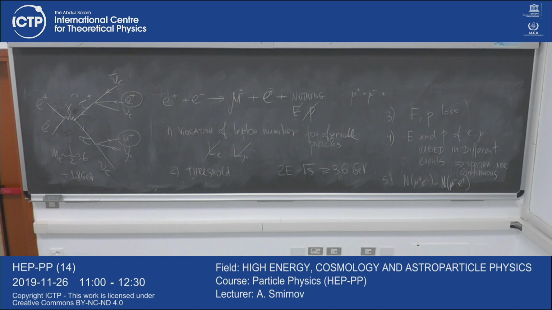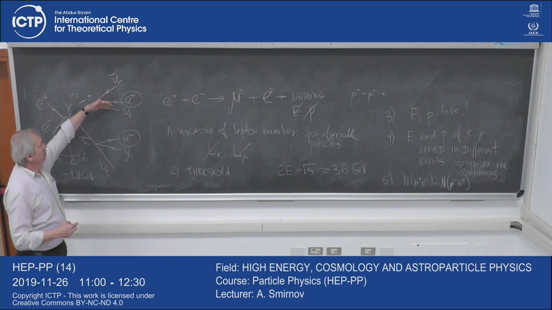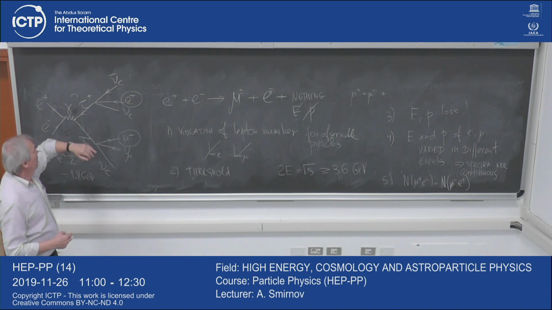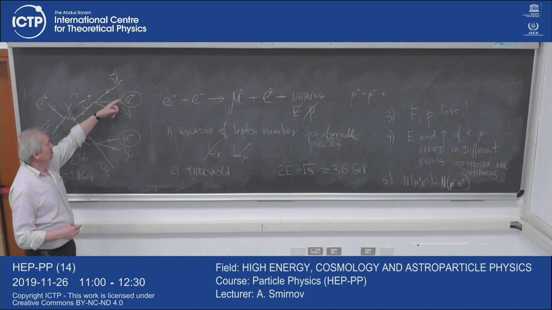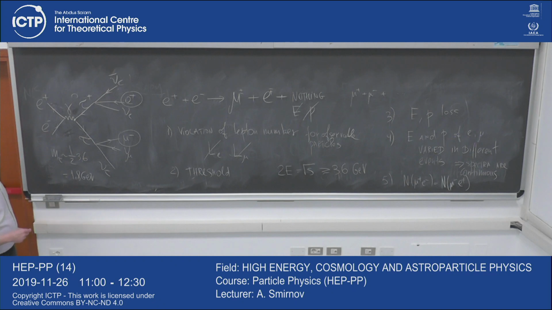The energy loss is due to neutrinos, and then the continuous spectrum of electrons and positrons is also due to neutrinos, because of the decay of tau plus. In the case of tau plus, you share the energy between neutrinos and electron, positron, and muon. Okay, so all the properties of these events are explained in such a way.